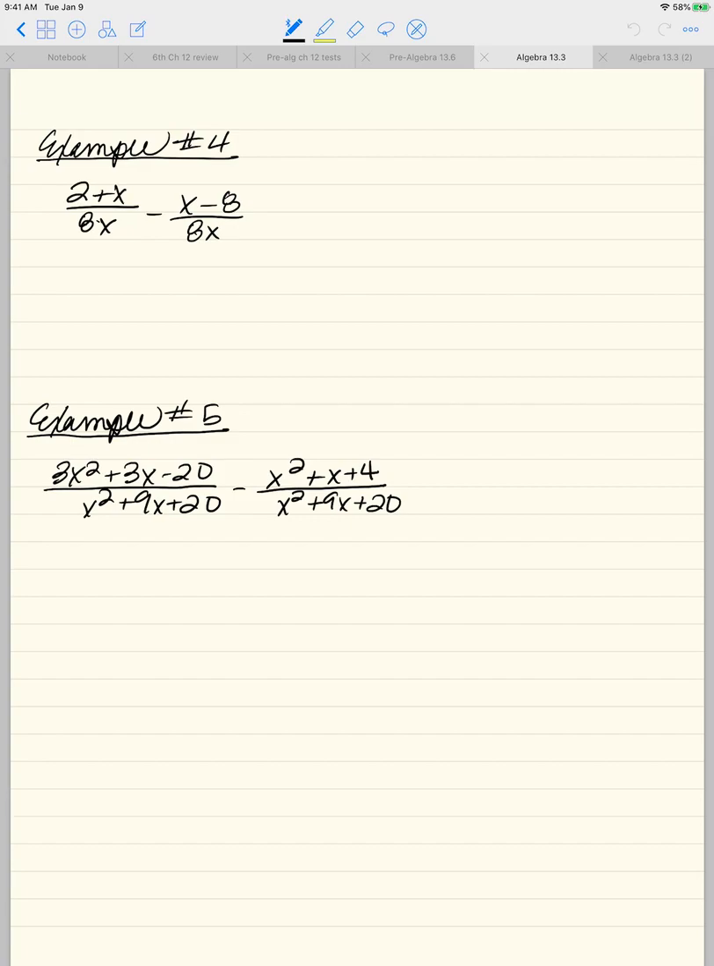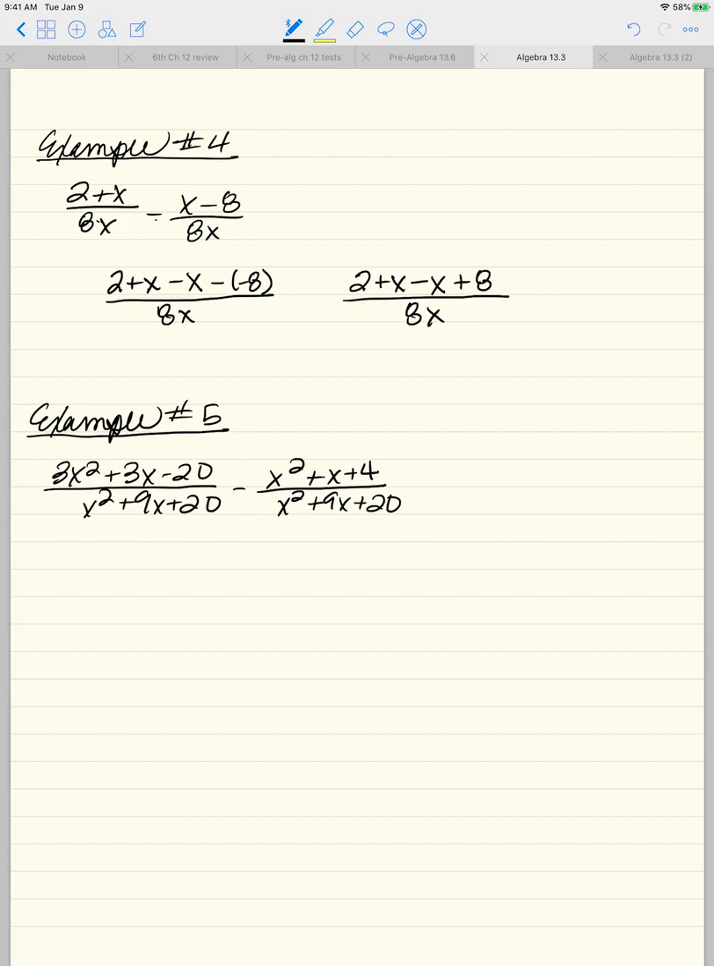Example number 4, we have a common denominator of 8x, okay? And we are subtracting this time, so we end up with 2 plus x minus x. Now we have subtracting a negative 8, subtracting negative 8 over 8x. So really what we have is 2 plus x minus x plus 8 over 8x. If there's anywhere that you guys are going to make mistakes in here, it's on stuff like that.